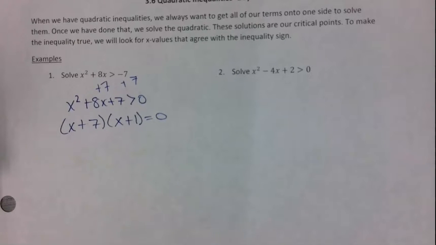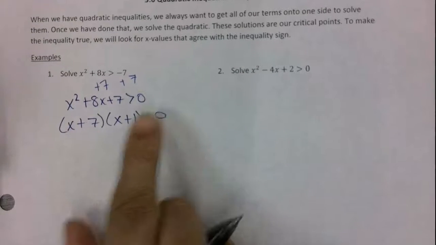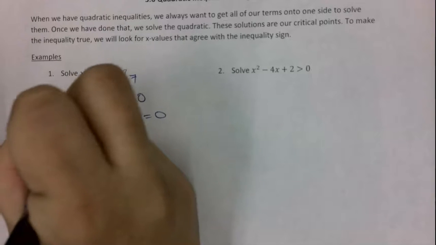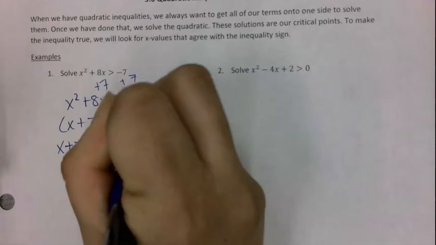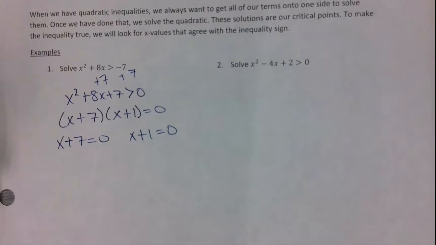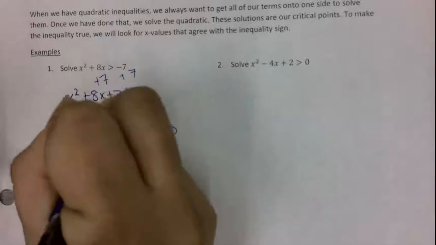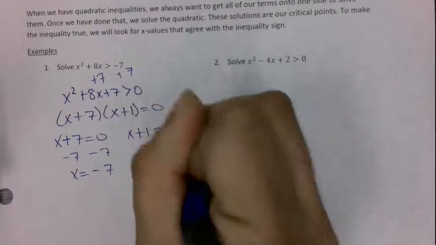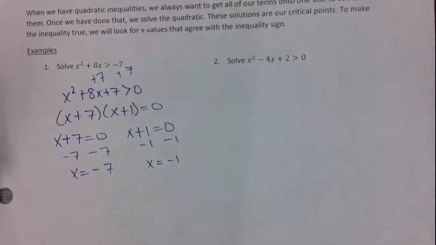Okay. Then I want to take each of my pieces. Notice I switched it to equals because I'm actually trying to solve for x now. So I'm going to set them equal to 0. So then I get x equals negative 7 and x equals negative 1.